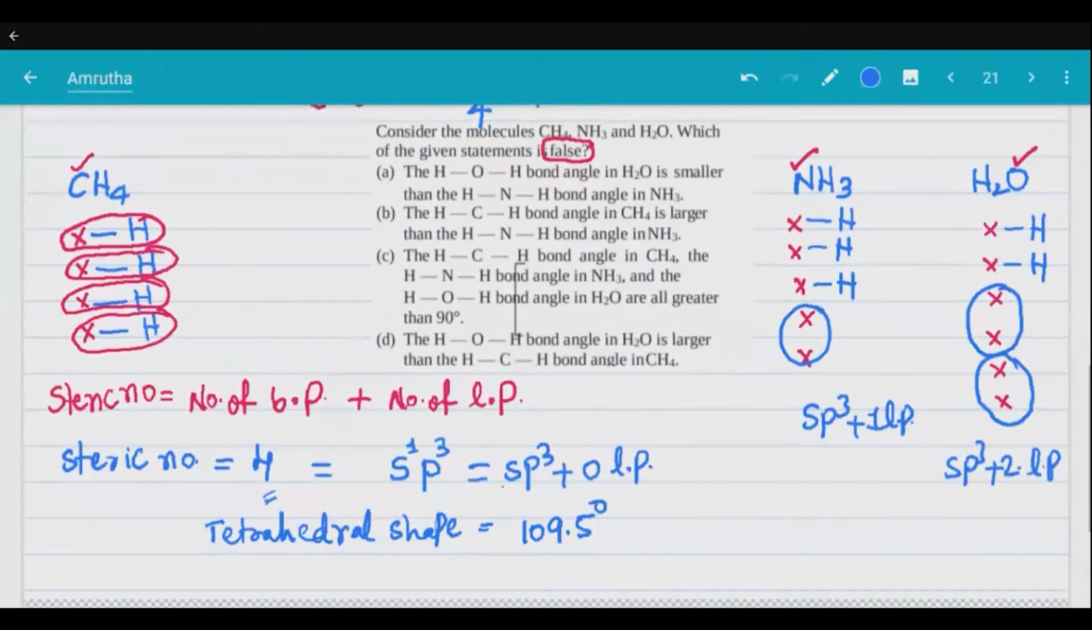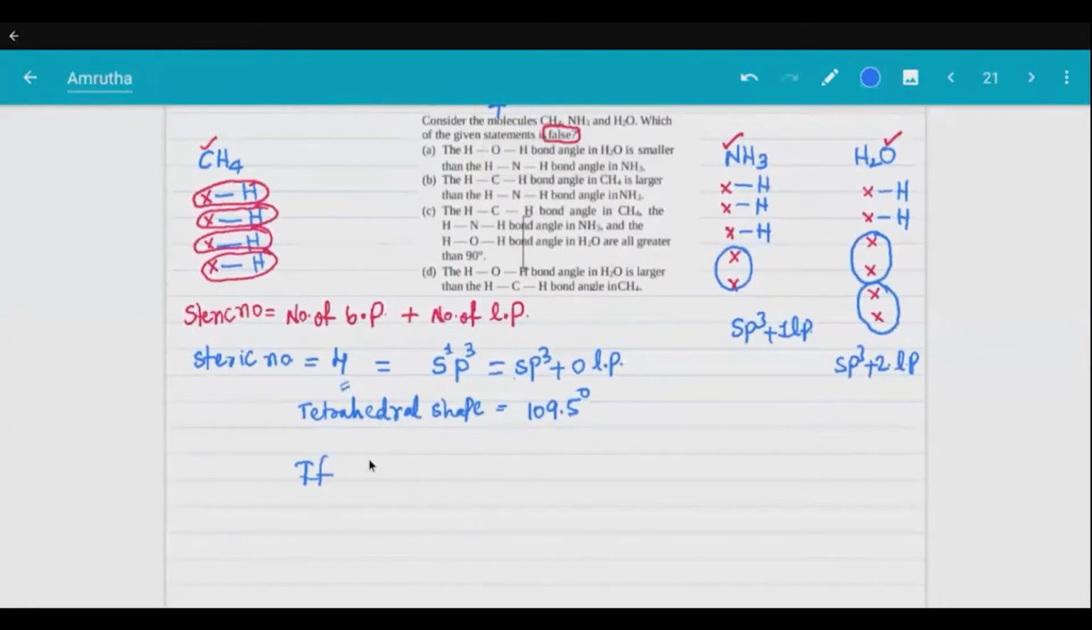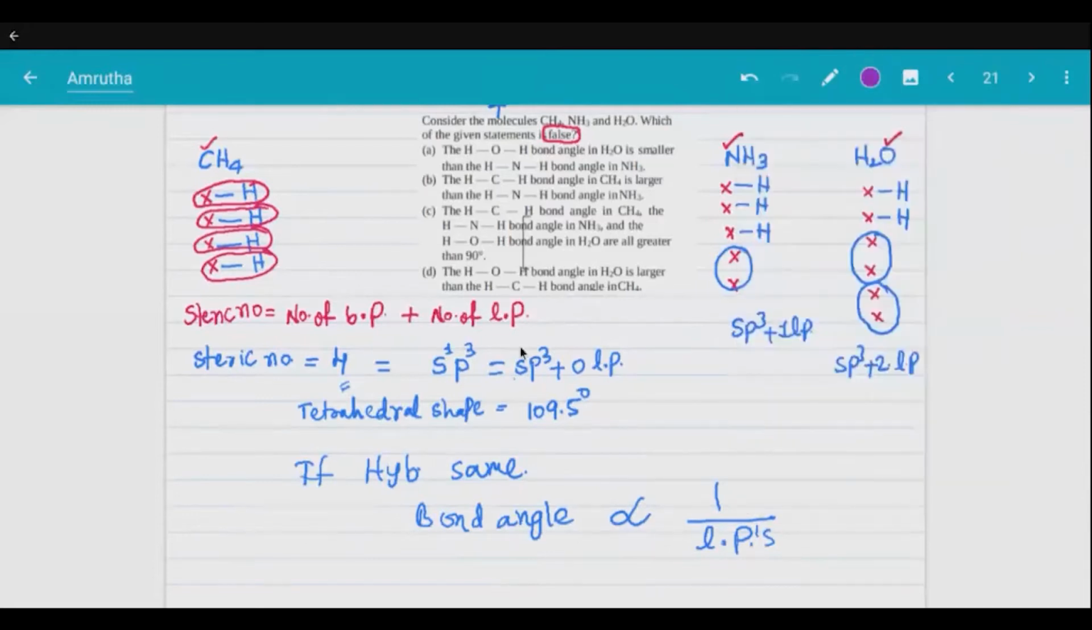So now a very, very important concept. If the hybridization is the same, the bond angle, and I'll write BA, which means bond angle, is inversely related to the number of lone pairs. That means as the lone pairs increase and the hybridization remains the same. Look at this hybridization. What is this? sp3, sp3, sp3. The hybridization is the same, but there are zero lone pairs, one lone pair, two lone pairs. As lone pairs increase, the bond angle will decrease.